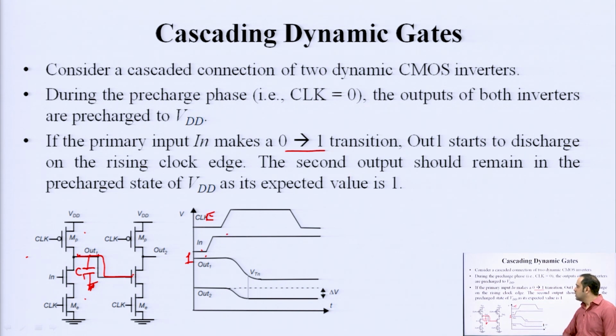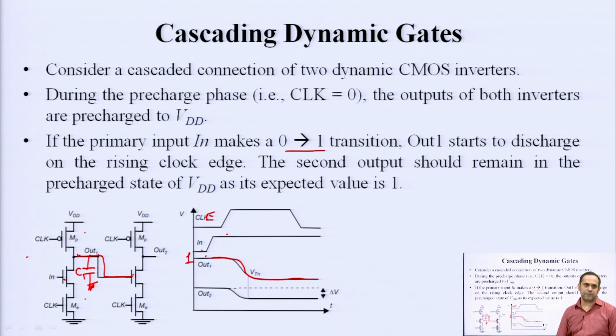Suppose this primary input makes a transition from 0 to 1, like here, it is 0 and then it goes to logic 1. Now, when this goes to logic 1 and the clock is also high, the evaluation transistor is on, and the logic transistor is also on. So, the load capacitor at out 1 has a path to discharge towards ground. So, out 1 starts to discharge from 1 to 0. This discharging effect you can see here.